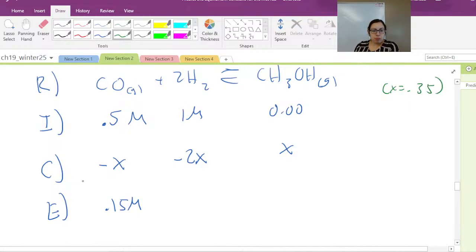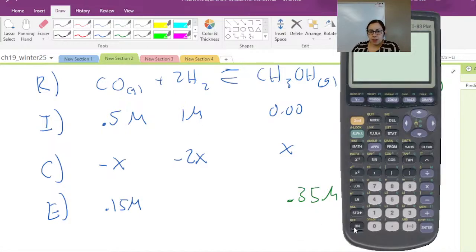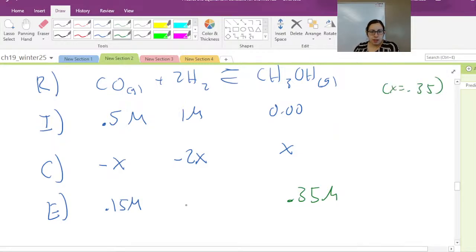Okay, so now we can plug in our values for X. If X is 0.35, that means that's our final concentration. And then we have to do a little math here. So now 1 minus 0.35 times 2. And so that leaves us with 0.3 for our equilibrium H2.